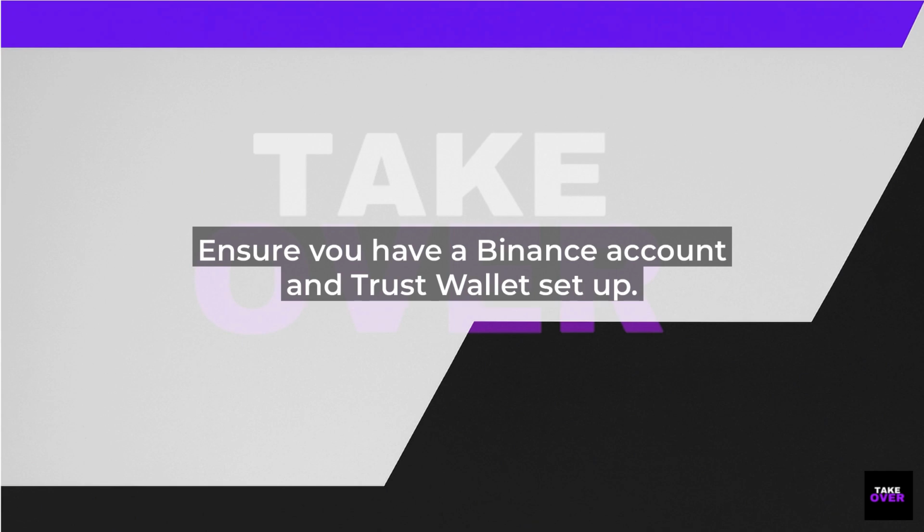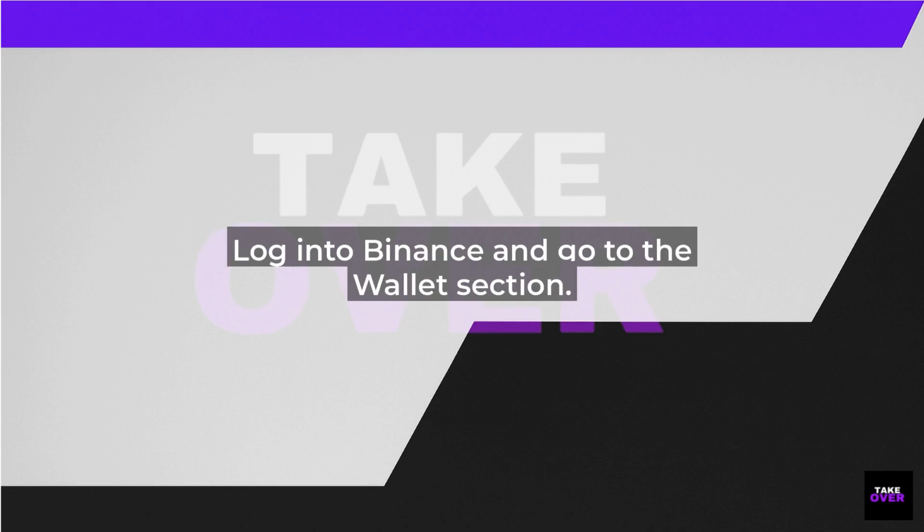Step 1. Log into your Binance account on the web or app. Head over to the Wallet section and select Spot Wallet, or Funding Wallet, where your ETH is stored. Step 2. Find your ETH balance and click on Withdraw. You'll see a search bar. Type in ETH and select it from the list.